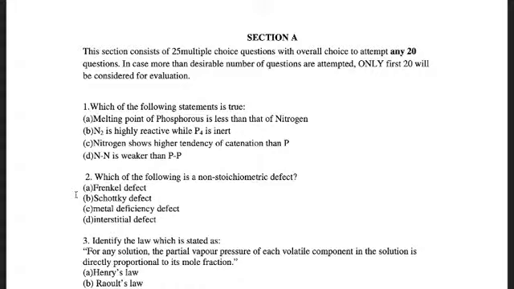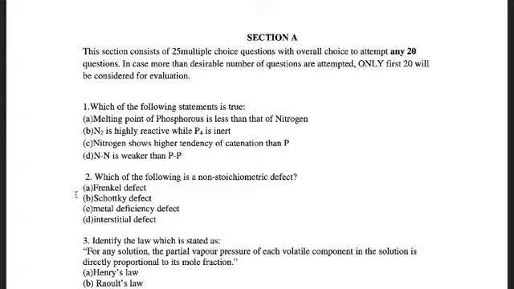Question number 2. Which of the following is a non-stoichiometric defect? A. Frenkel defect. B. Schottky defect. C. Metal deficiency defect. D. Interstitial defect. Correct. The answer is option C, metal deficiency defect.